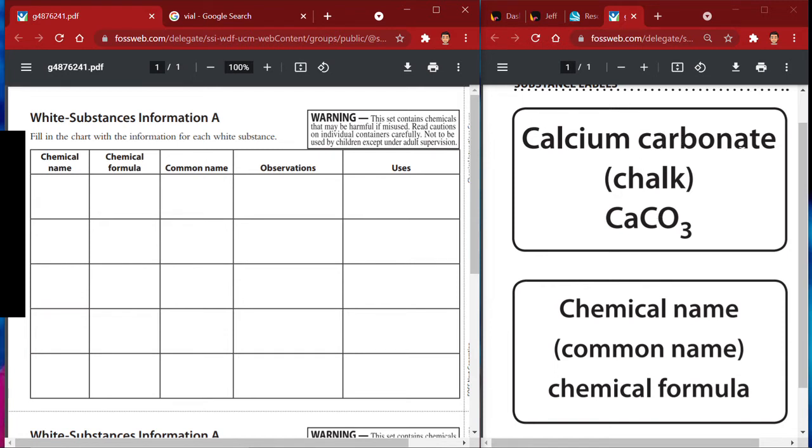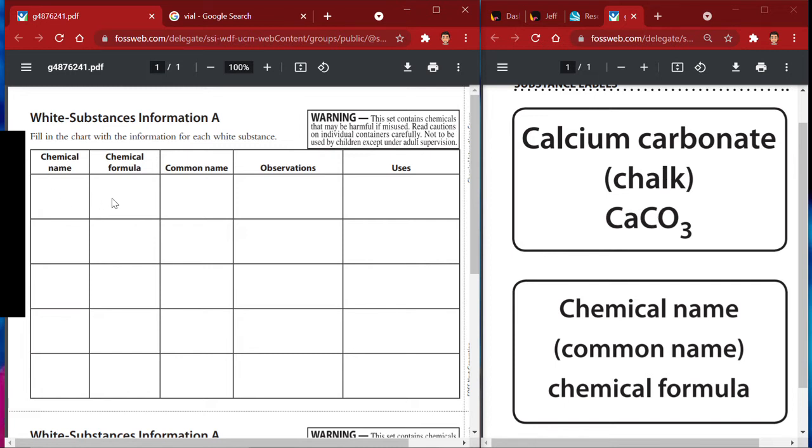The chemical name will be at the top. Chemical formula, it looks like, is at the bottom. And you should recognize these, right? We looked at chemical formulas a week ago. And then the common name is in parentheses in the middle. So this one, the chemical name is calcium carbonate. The chemical formula is CaCO3, and the common name is chalk.